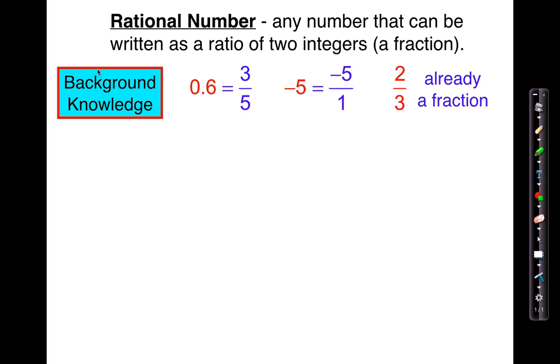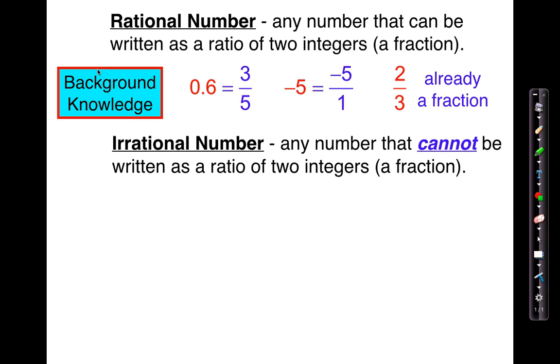But then we also talked a little bit about irrational numbers. Irrational numbers are numbers that cannot be written as a ratio of two integers. So in other words, they cannot be written as a fraction. So square root of 5 was an example, pi was an example, and this number here was an example as well. Because all of these are not able to be written as fractions.